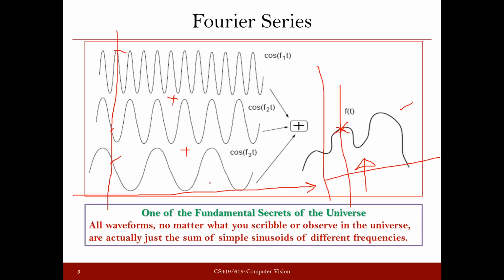Fine. And one fundamental secret of the universe: you can say that any given waveform can be represented in terms of a weighted sum of sine and cosine waveforms. This is kind of a universal truth, which says that any given function, any given waveform can be represented using a sum of sine and cosine waveforms.